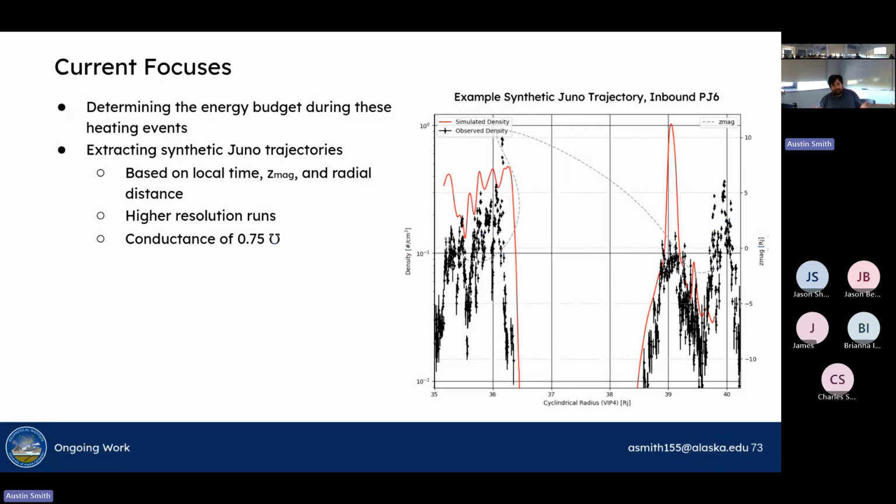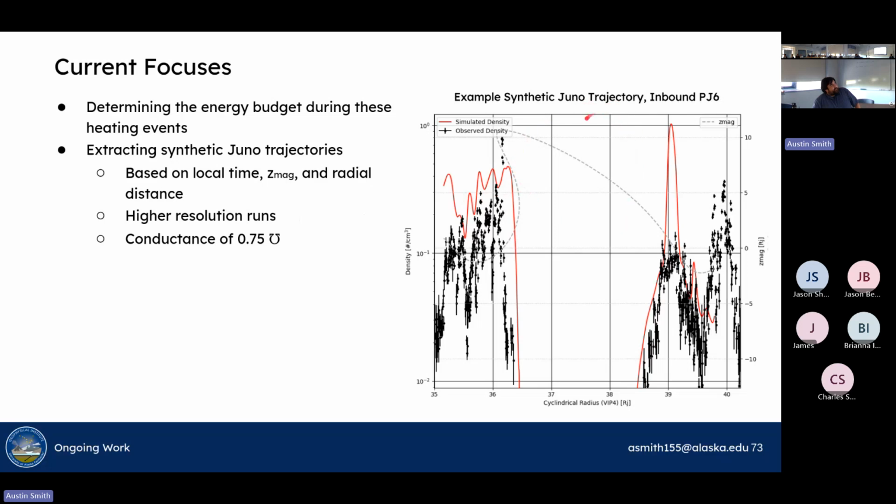And because we have a spinning line dipole, this is based off of local time, ZMAG, which is the magnetic distance from the magnetic equatorial plane, and the radial distance of Juno. And for this, we're using higher resolution runs and also an intermediate conductance of 0.75. The temperature profile is bracketed nicely by 0.5 in the 1 mil case, so try to do something in between.